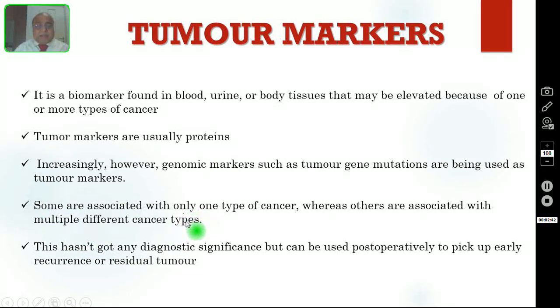Some are associated with only one type of cancer, whereas many of them are associated with multiple different cancer types. One particular tumor marker may be elevated in many cancers. So it hasn't got any diagnostic significance. Just because a tumor marker is elevated, you cannot make a diagnosis of a particular cancer. If it is elevated, then you have to confirm the diagnosis by doing a biopsy and other imaging studies.